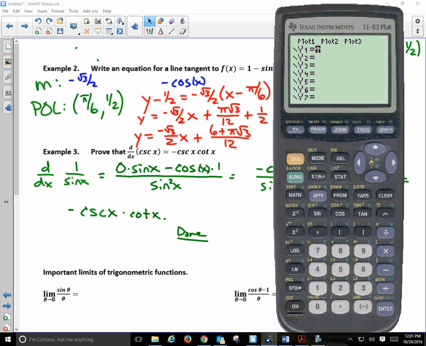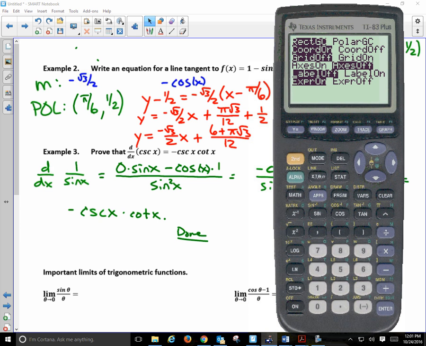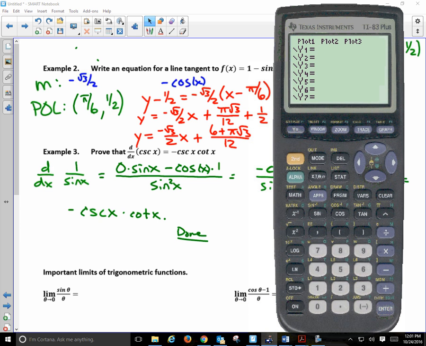Well, I just want to confirm that my answer is correct. So in order to confirm it, I'm going to graph it. I'm going to graph 1 minus the sine of x. And you guys know what that looks like. Yes, I should be in radians. Very good. And then as I'm in y equals, I'll type in this part, which is negative root of 3 divided by 2 times x plus parentheses 6 plus pi roots of 3 divided by 12. And let's graph it and see what we get.